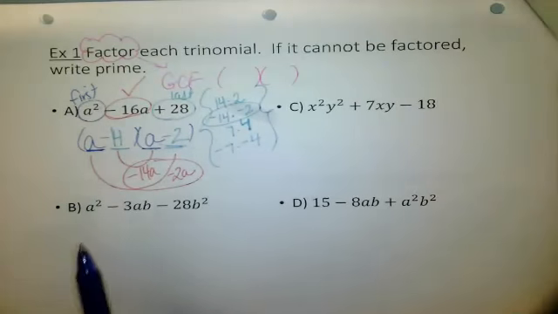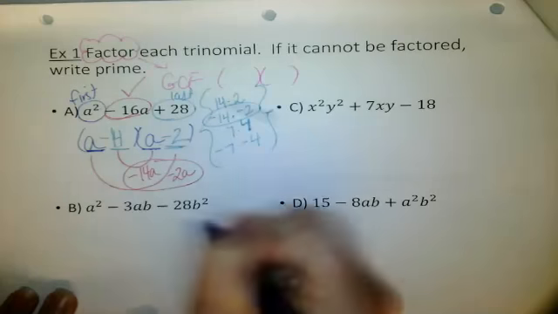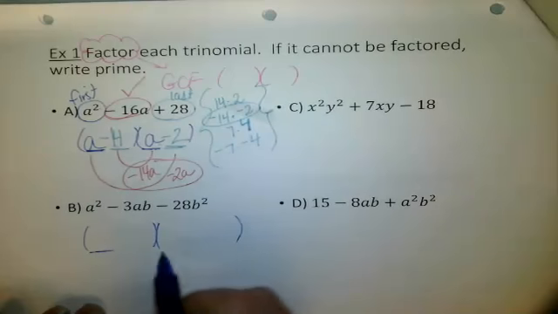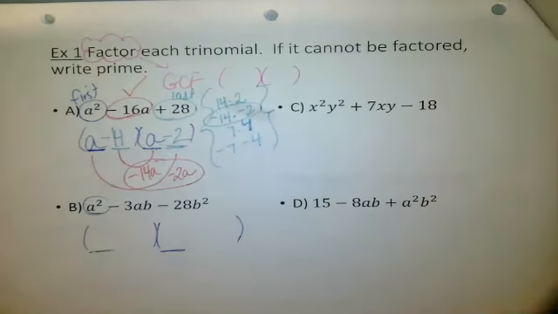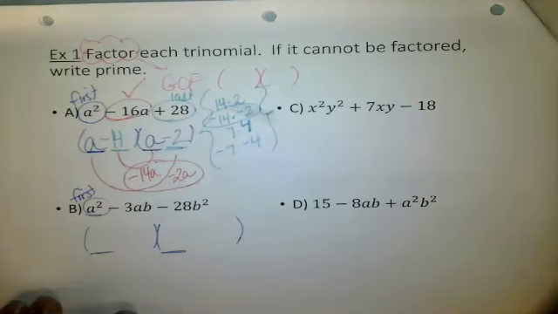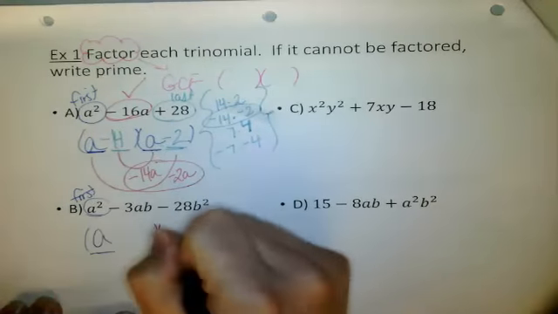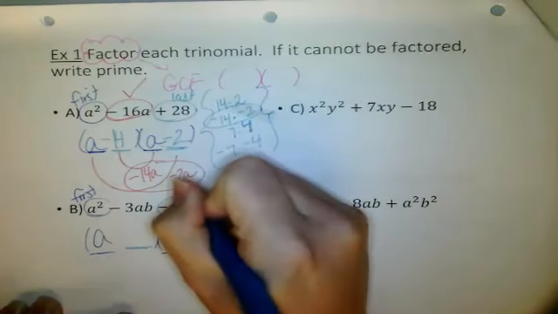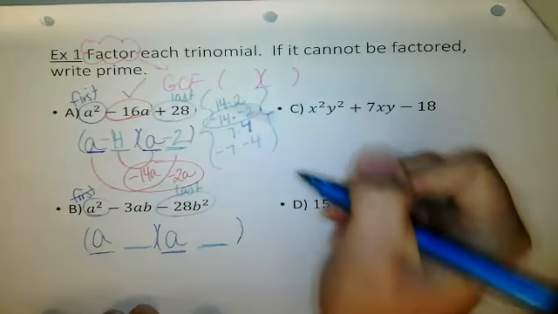All right, letter B. Is there a greatest common factor? Do they have something in common? Nope, no GCF there. Looks a little bit tricky, but this is exactly the same. First times first has to be the first thing. What times what is a squared? A times a. And then last times last has to be the last thing. What times what is negative 28b squared?